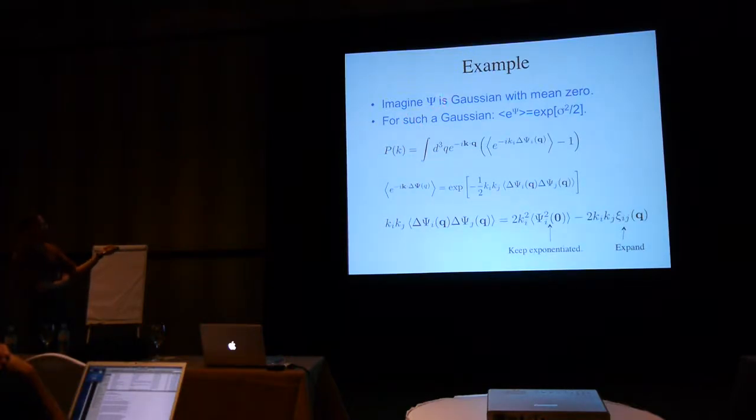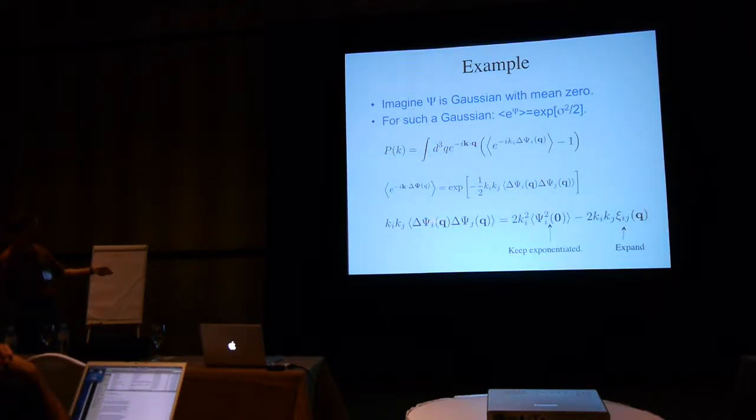Let me imagine that psi was Gaussian, which it won't be when I go to higher orders, but originally it would be. Then e to the psi, by the cumulant theorem, is e to the sigma squared over 2, where this is the variance of psi. So if I take P of k and I need to do this, then this exponential for a Gaussian becomes the exponential of this 2-point function.